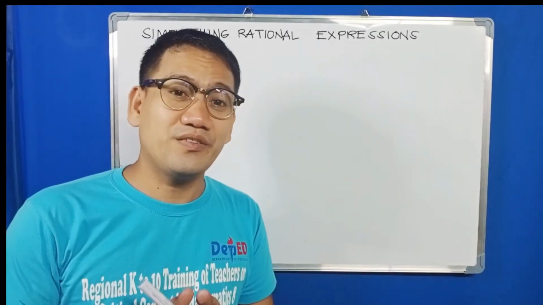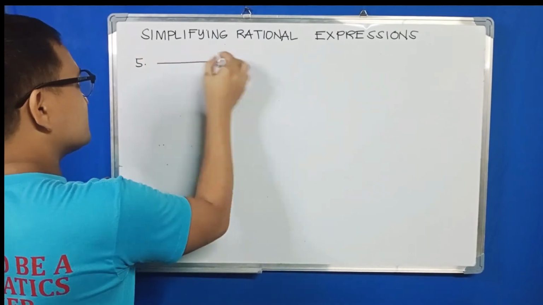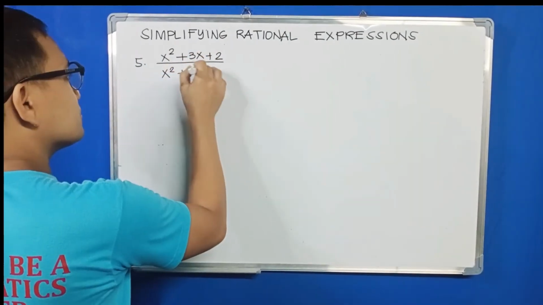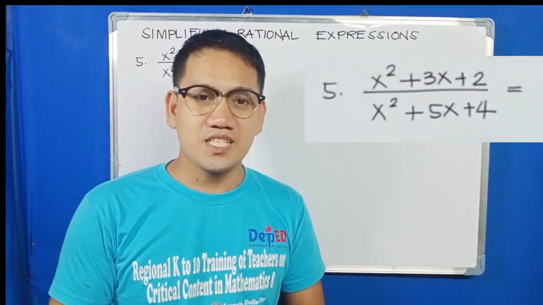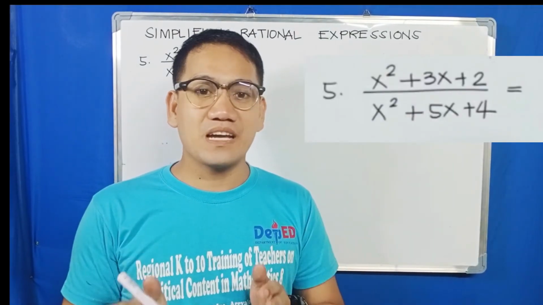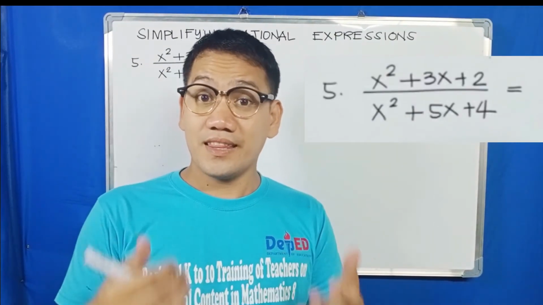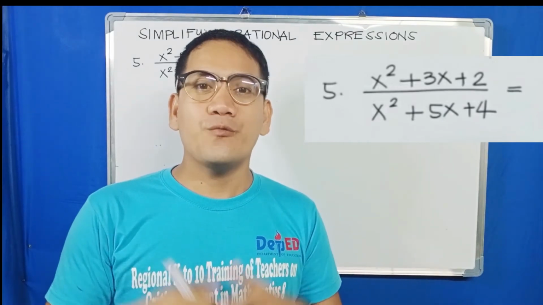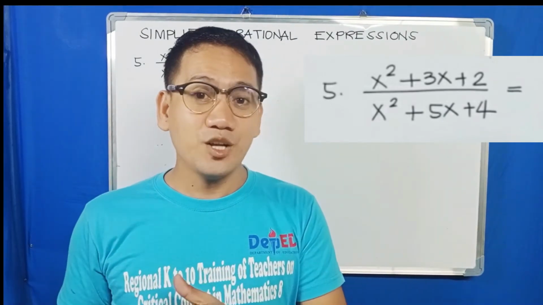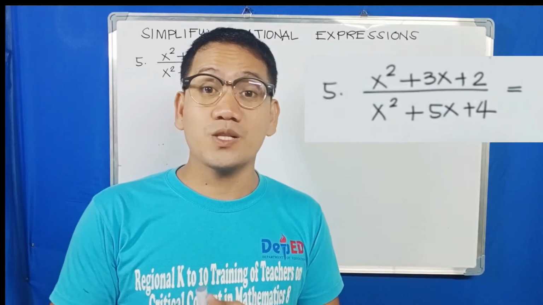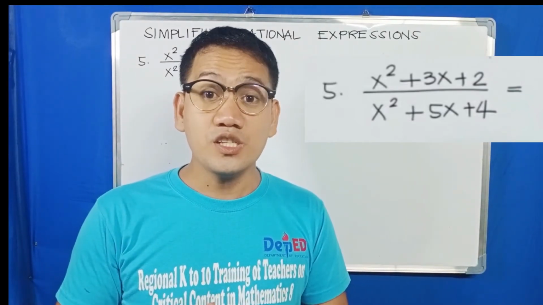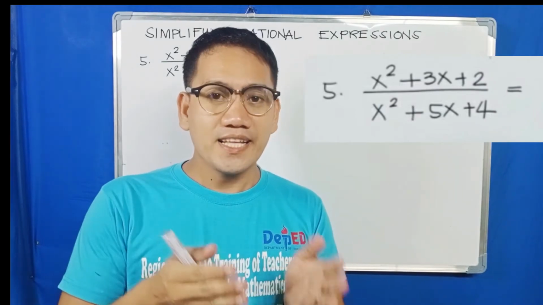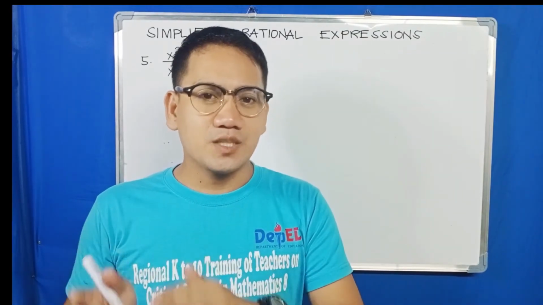Let's try to have the fifth one. So our given is x squared plus 3x plus 2 all over x squared plus 5x plus 4. In this rational expression, we have the numerator which is a trinomial and a denominator which is also a trinomial. And let's try to look for possible factors of our numerator first. x squared plus 3x plus 2.